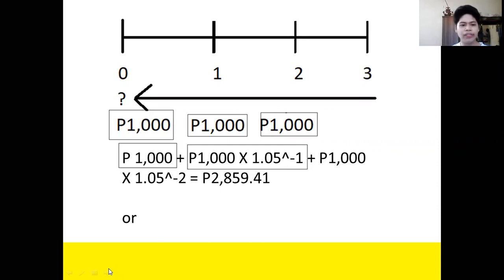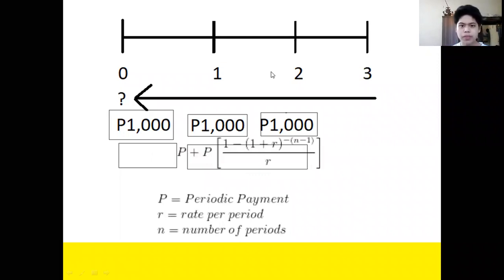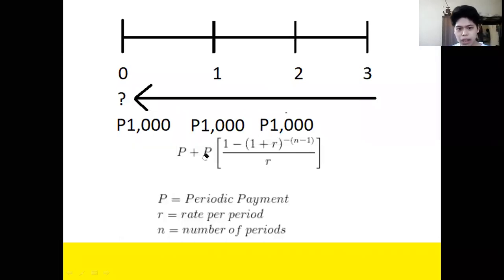So what is the alternative? Ito. Okay? So we have P plus P raised to -1 and then 1 plus R and then raised to n minus 1 divided by R. Okay, what are the key differences of the formula for annuity due in comparison with ordinary annuity? What are the difference? Number 1, this. N minus 1.